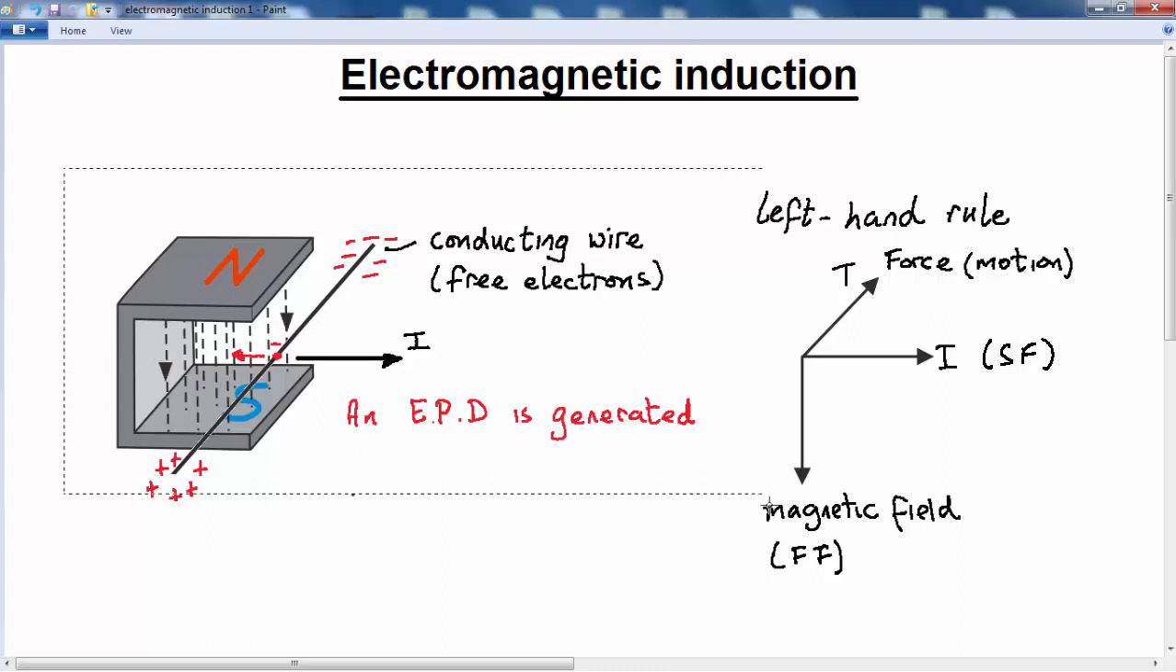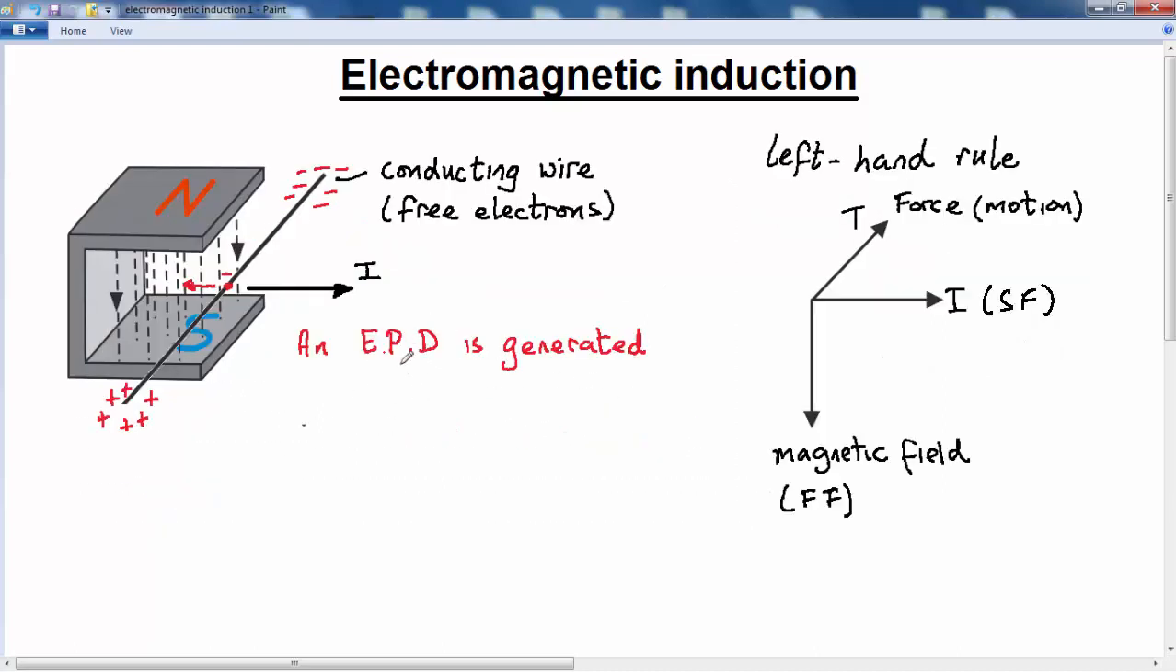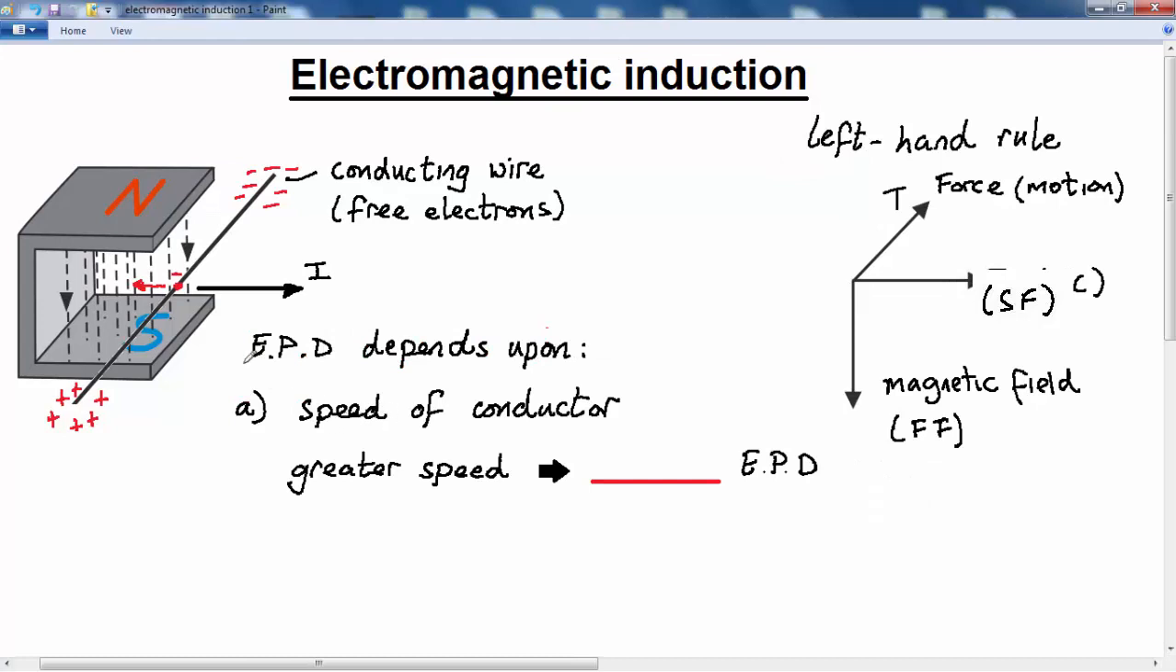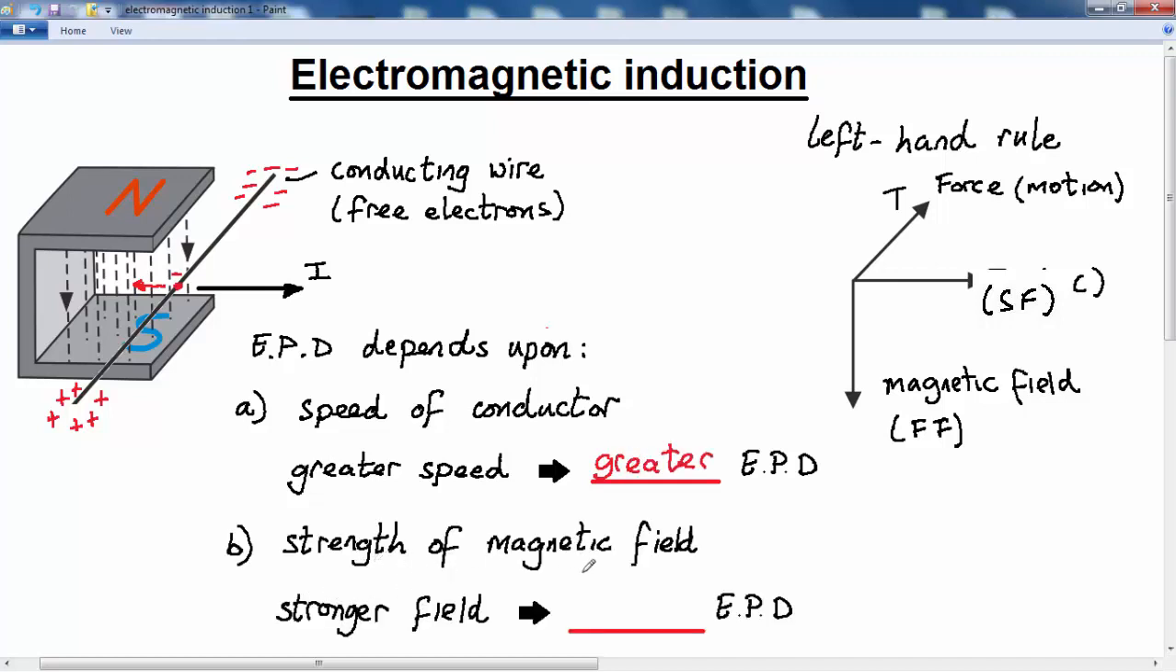What exactly does the size of this electrical potential difference depend on? It depends on two factors. First of all, it depends upon the speed of the conductor as it passes through or cuts through this magnetic field. So we can say that the greater the speed of the conductor, the greater the electrical potential difference generated. And secondly, it depends upon the strength of the magnetic field. The stronger this magnetic field, the greater the electrical potential difference generated.